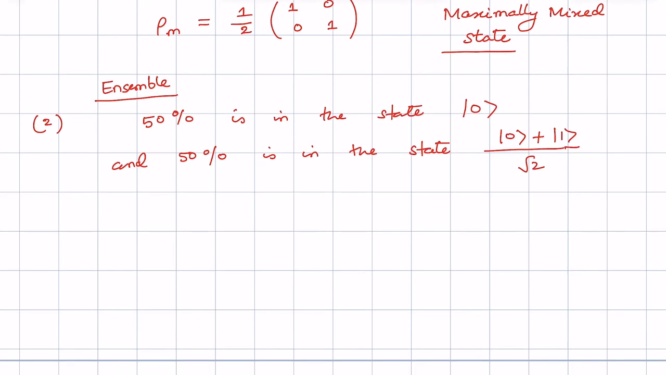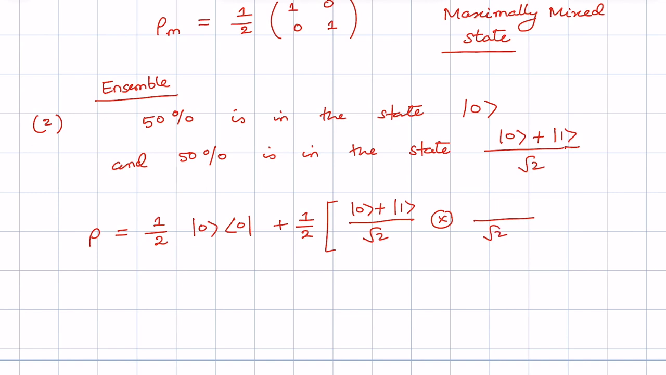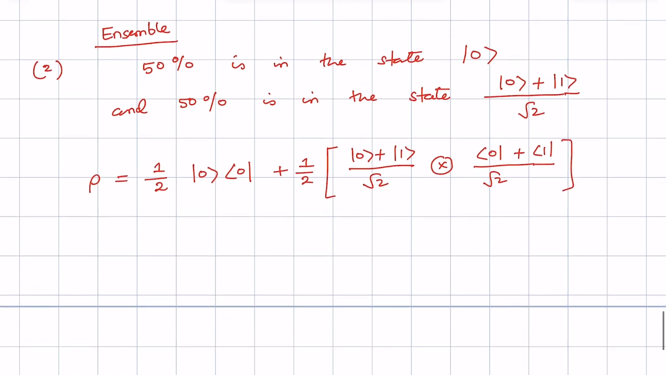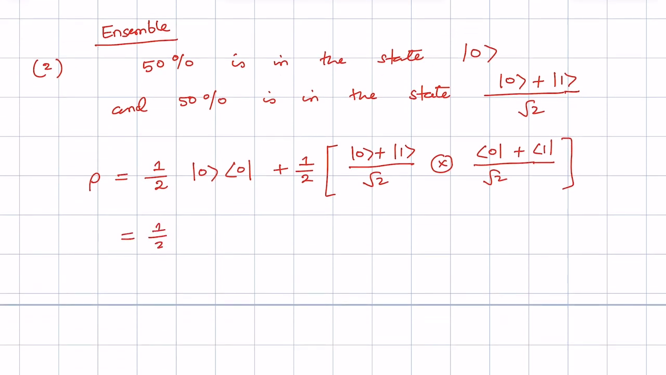What about the corresponding density operator? Again, it's a mixed state, because of the classical probability. Here is half |0><0| for the first part, and for the second part I have half (|0> plus |1>), in fact a direct or tensor product, divided by root 2, times (<0| plus <1|). If I open it up, I will get half |0><0| plus 1 by 4.